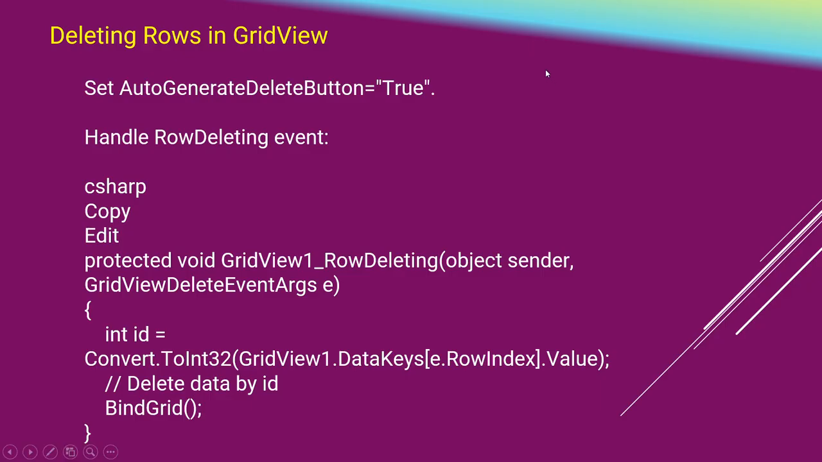To allow deleting records, enable AutoGenerateDeleteButton and implement a RowDeleting event to remove the selected row from your data source and refresh the grid.